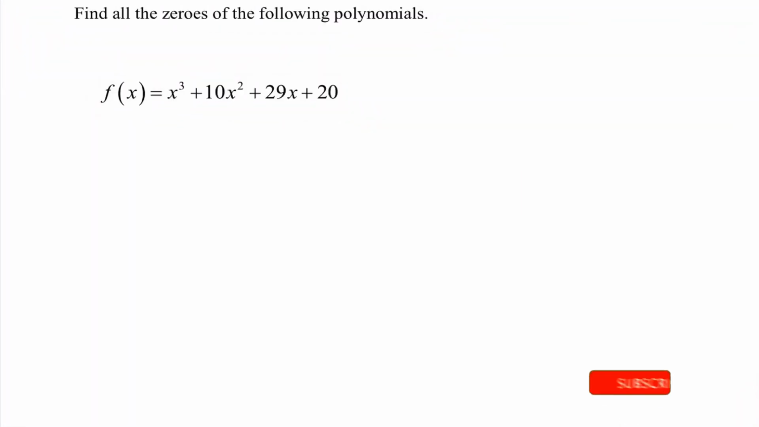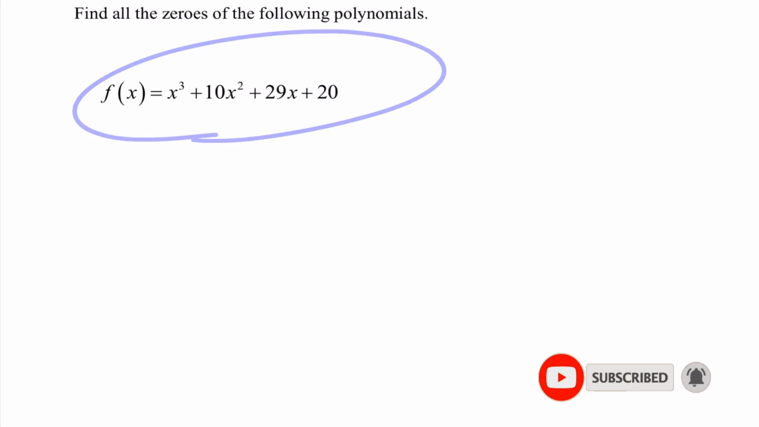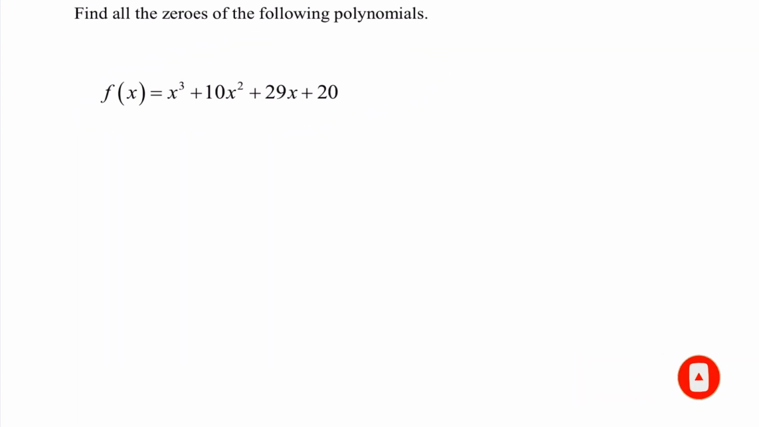All right, in the next example here, we want to find all the zeros of the following polynomial. They give us this third degree polynomial here: x cubed plus 10x squared plus 29x plus 20. And when you want to factor and find zeros, the first thing you want to do is look for a GCF. If I take a look here, there's not a GCF on this.